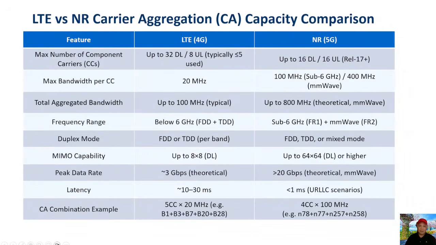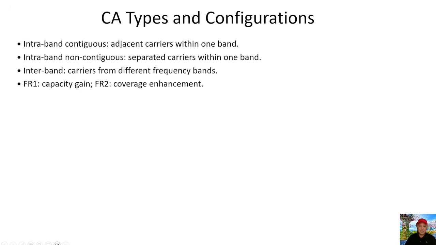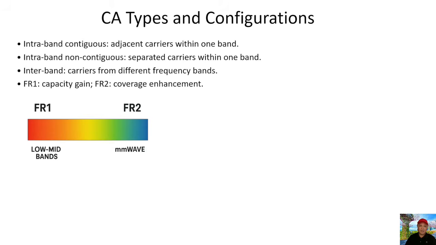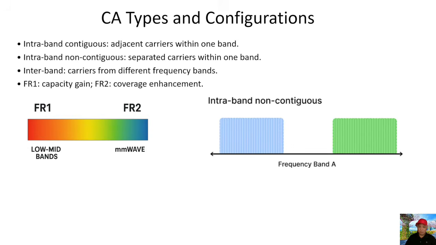Here is a comparison table of carrier aggregation between LTE and 5G New Radio. Feel free to pause the video and explore the details. Carrier aggregation can be configured in several ways: intra-band contiguous, intra-band non-contiguous, and inter-band. These configurations help operators combine spectrum fragments they already own.